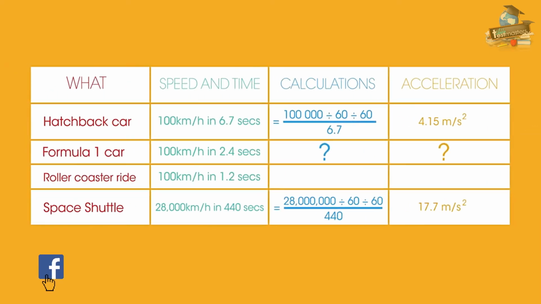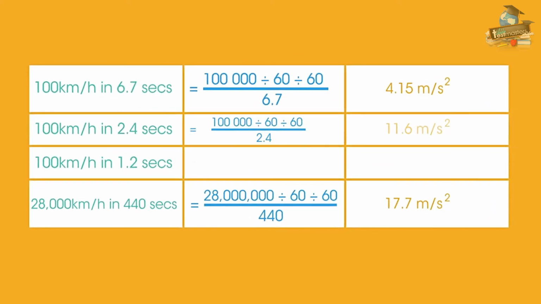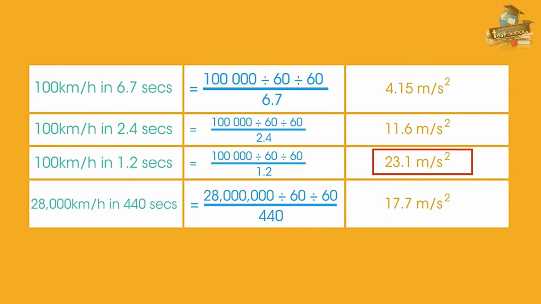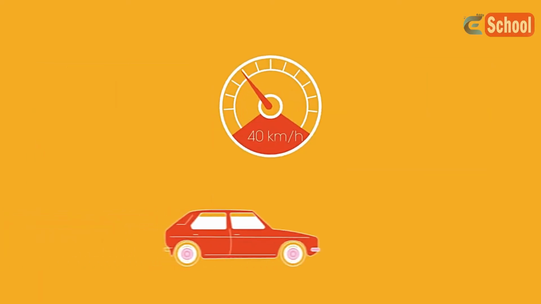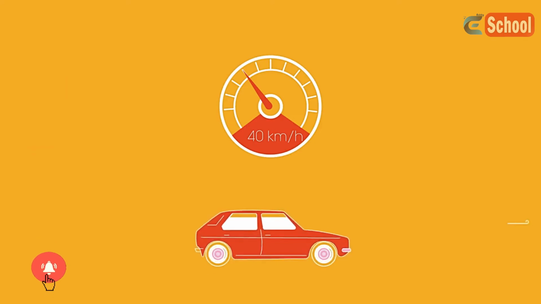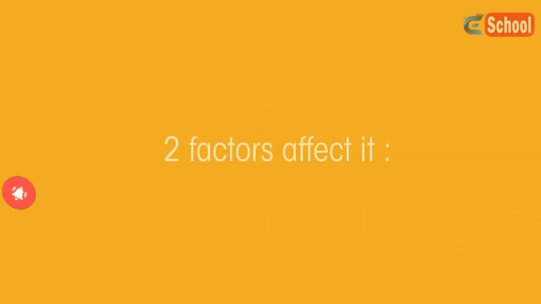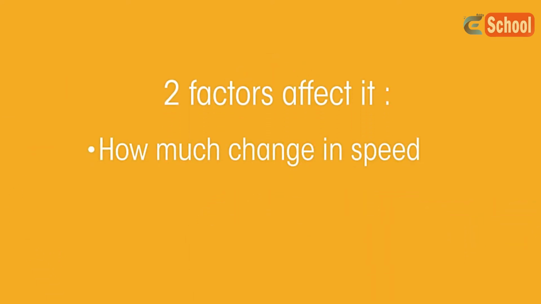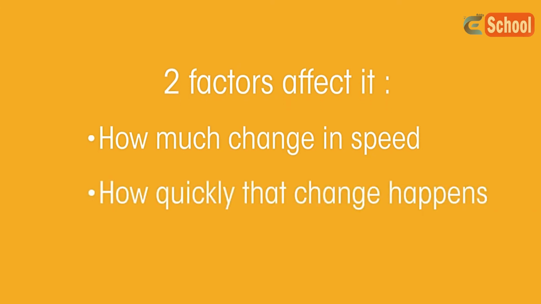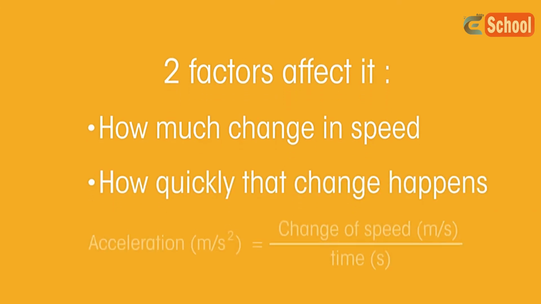How does a Formula 1 car and a roller coaster compare to the car and the space shuttle? Pause the video and work it out. Did you get them right? The roller coaster ride actually has the fastest acceleration. In this video, we have learnt that acceleration is the rate at which an object changes its speed. Two factors affect it: how much change in speed there is, and how quickly that change happens, hence the equation.